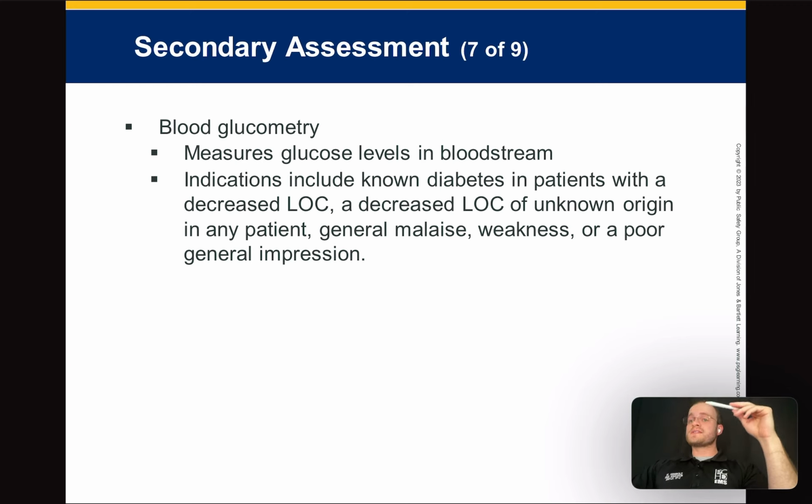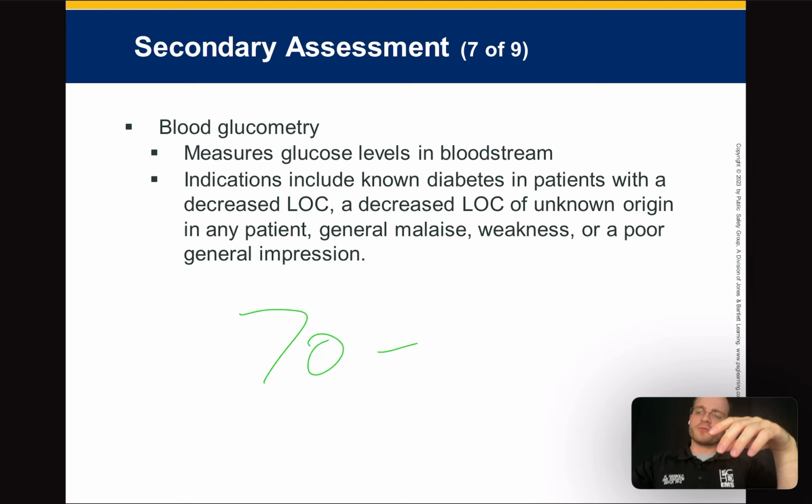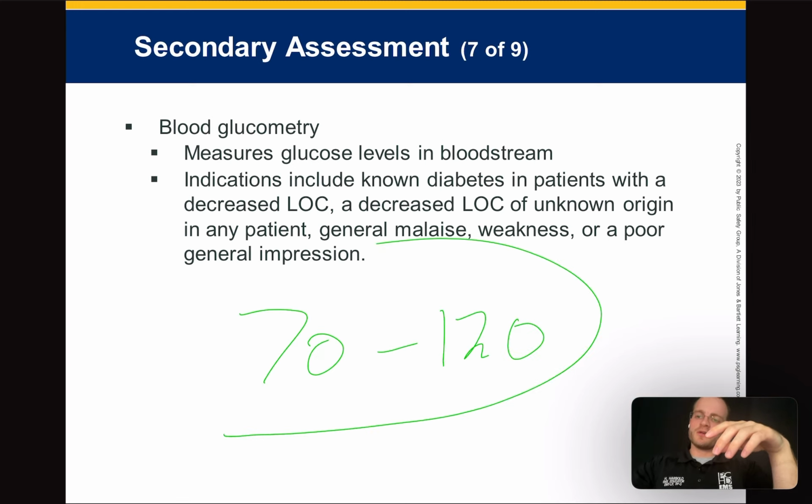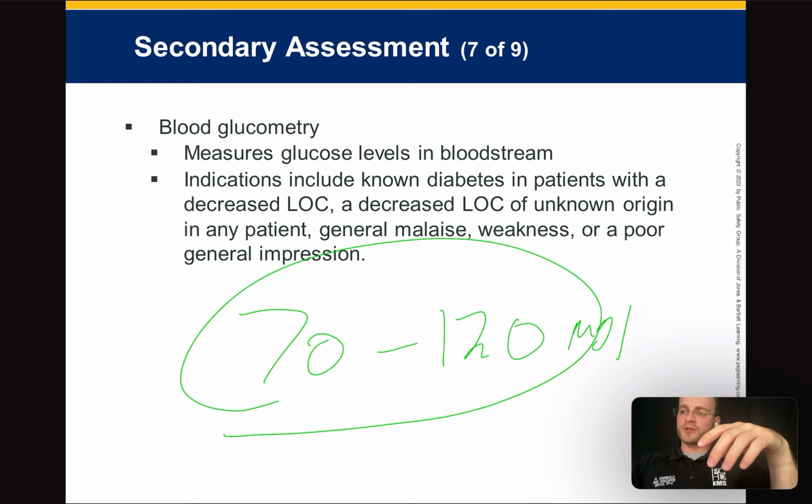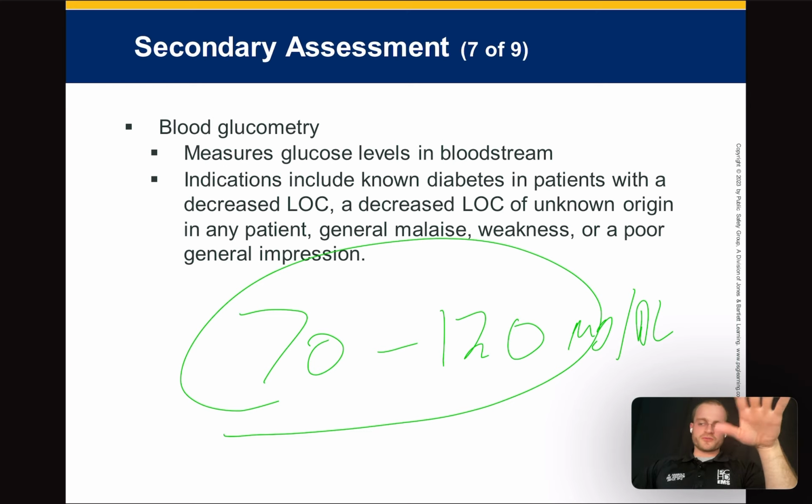So blood glucometry. Glucometry is measuring the amount of glucose in the blood. Okay, what's the normal level? It depends on the book you read, but somewhere between 70 and 120 milligrams per deciliter is the normal. Some will say 60 to 120, some will say 80 to 120, some will say 80 to 110. I don't care, but somewhere in there is normal. And so as we sit here today, unless you have diabetes, your blood glucose is probably somewhere in this range.